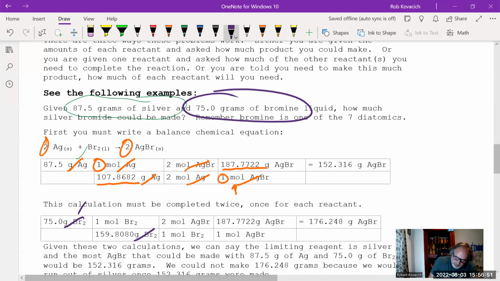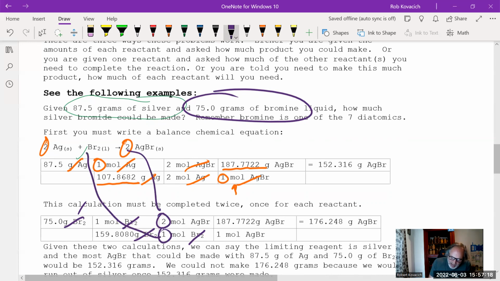Okay, so I'm going to take my bromine and my silver bromide, and I'm going to set them opposite each other. My moles of bromine cancel out. And so now with this second fraction here, I've converted the number of bromines I've got into the number of silver bromides I'm going to make with that number of bromines. And this 2 comes from here, and this 1 comes from there.